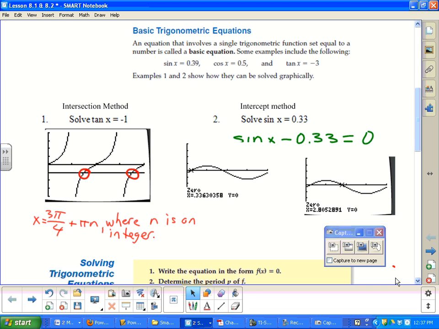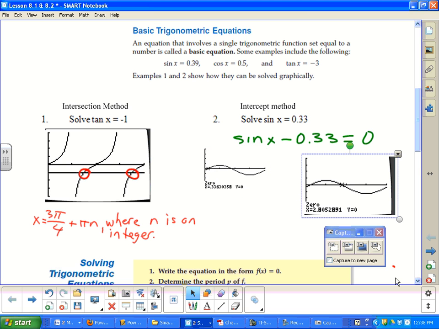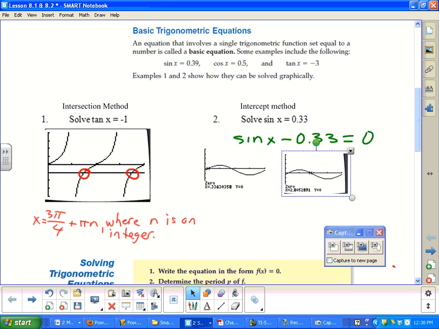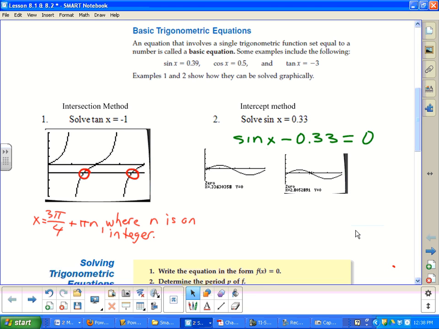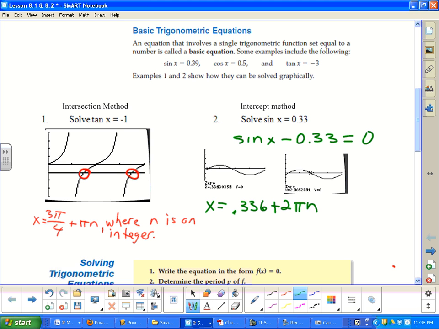So here it shows my two answers. So my answer is going to be x equals 0.336 plus 2 pi n and 2.805 plus 2 pi n, where n is an integer.